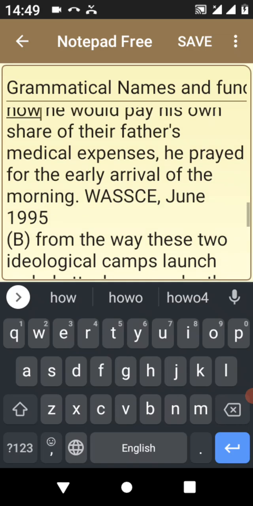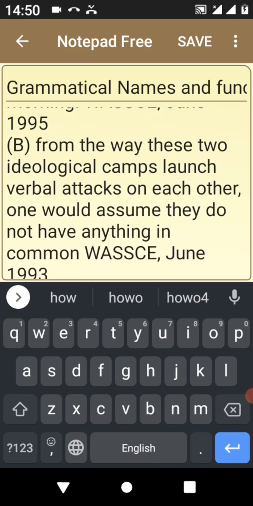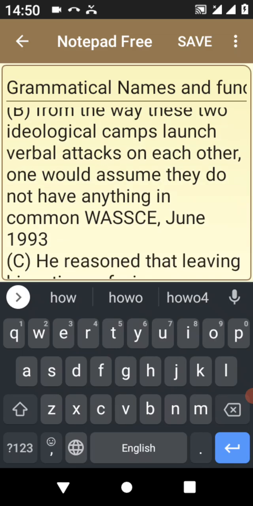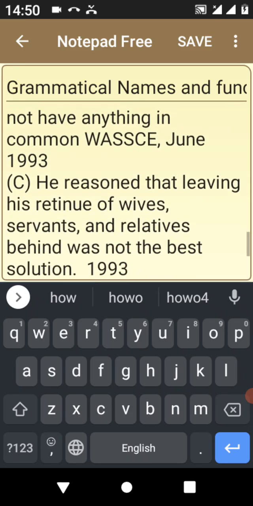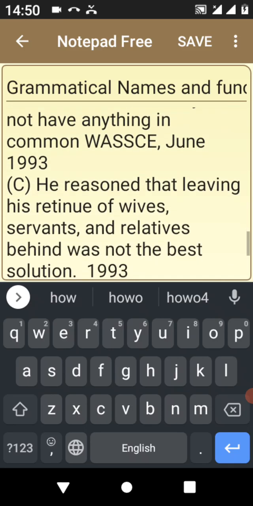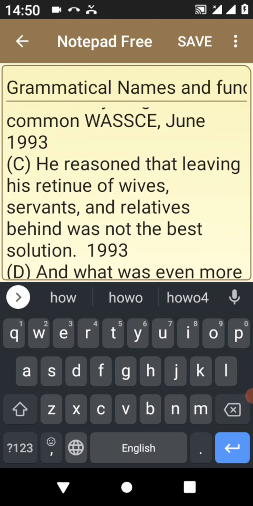The first one, we did not talk about the function. He prayed for the early arrival. He prayed for something. That one is also an object, the object of the verb pray for. This one, one would assume something; would assume is the verb. They do not have anything in common. So that one is also a noun clause, functioning as the object of the verb.